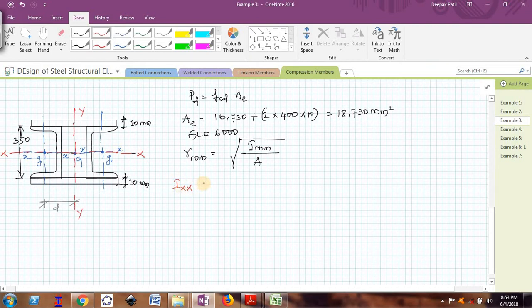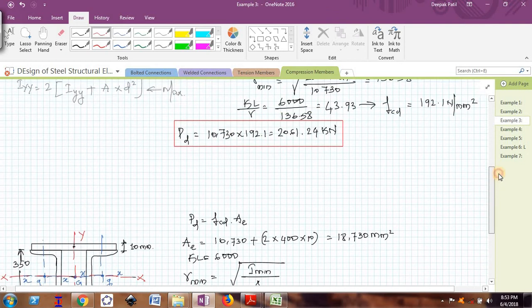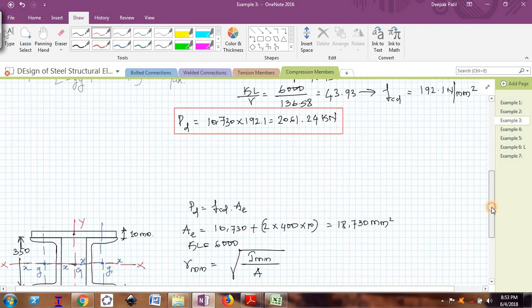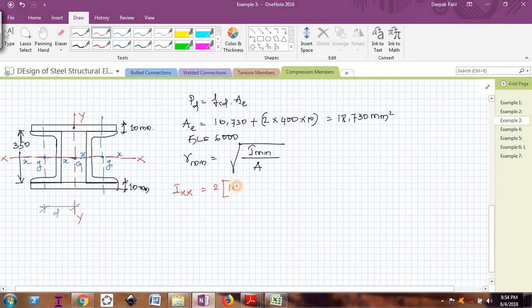So I will find IXX now. IXX is 2 times the IXX of a single channel, which we have written just now, 10008 into 10 raised to 4, right? Plus, since two plates are added, that also I have to take. Now these plates are rectangular, so the moment of inertia for the rectangle is BD cube by 12. So B will be 400 and D will be 10, because B is the dimension which is parallel to the axis on which I am finding the moment of inertia.